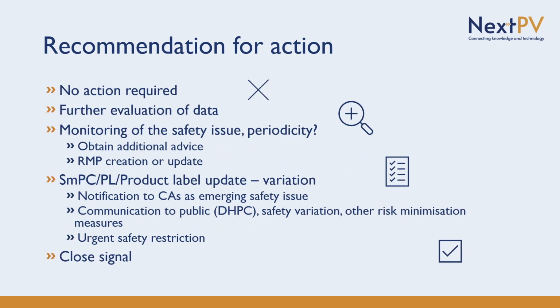Continuing from the previous slide, let's discuss other possible recommendations for action. Some signals might require further evaluation, monitoring of the safety issue, or obtaining additional advice. Other actions could include updating product labels, notifying competent authorities, or taking urgent safety restrictions. The recommendation depends on the outcome of the signal assessment and the potential impact on patient safety. These recommendations ensure that pharmacovigilance activities address safety concerns appropriately and in a timely manner.